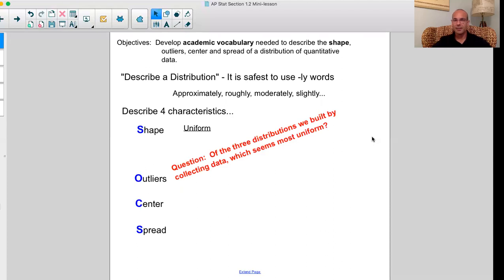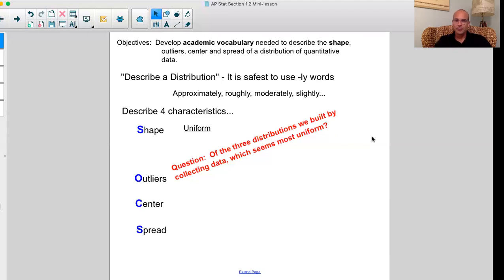So in shape, I'm going to give you three words you can use along with these -ly words to describe the shape of a distribution. And the first one is uniform. I think you know that word well enough that if I was asking the class, which of the three distributions that we did when we were collecting the data, the dice rolling, the timer, or how far away have you traveled, which one seems most uniform?